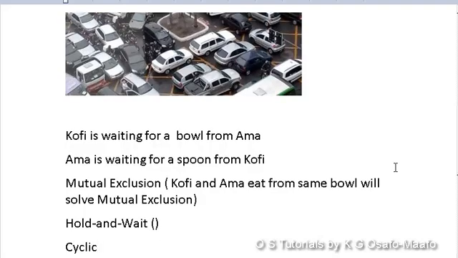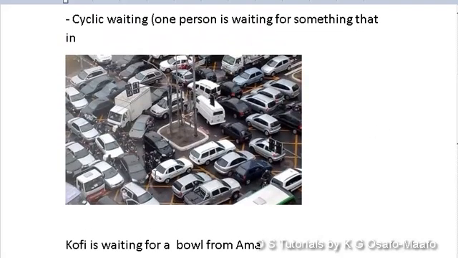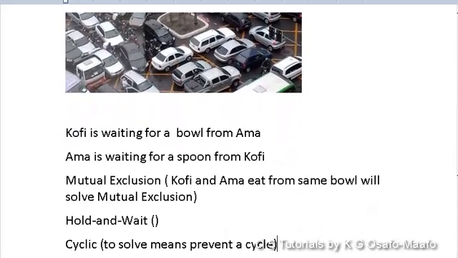Cyclic waiting means that, if you want to solve this problem, you have to prevent a cycle. For example, if you look at this street, maybe this white car should not have gone, knowing that if he goes, nobody else can go around the roundabout. Sometimes the computer can predict and say, well, Amma wants to take the ball, but I know if I give the ball to Amma, then Kofi is going to be waiting for the ball from her, and that will create a cycle.